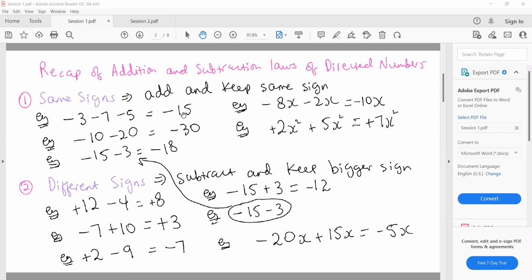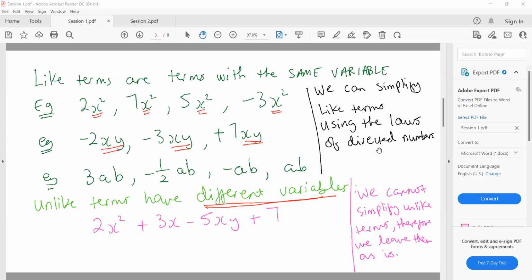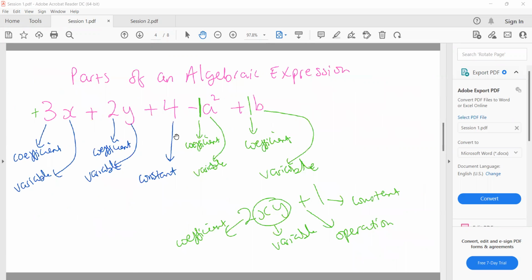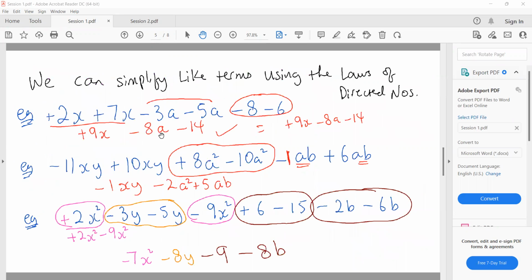So that was the first class where we went through addition and subtraction laws. We went through what are like terms, parts of an algebraic expression. We simplify like terms using laws of directed numbers. Same signs, add and keep the same sign, and different signs, we subtract them and keep the sign of the bigger number. We're going to simplify our a squared with our a squared, a number with a number, xy with xy, ab with ab, and so forth.